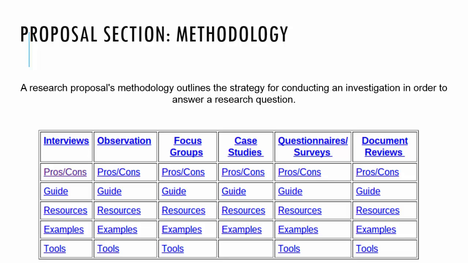The next section you'll need to have in your proposal is called the methodology. And the methodology may sound like a big fancy word, but the only thing a methodology is, it's asking you, how are you going to complete this research? So it just wants to know, what's your strategy for conducting an investigation in order to answer your research question?